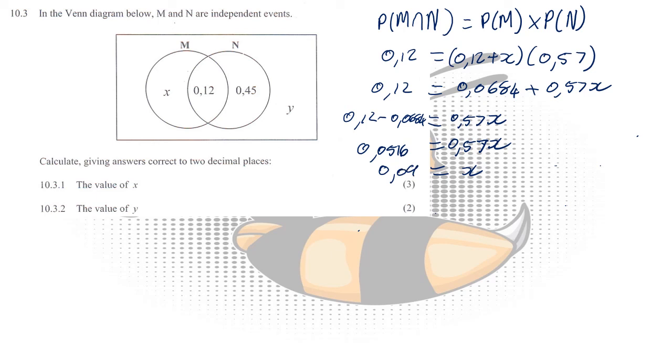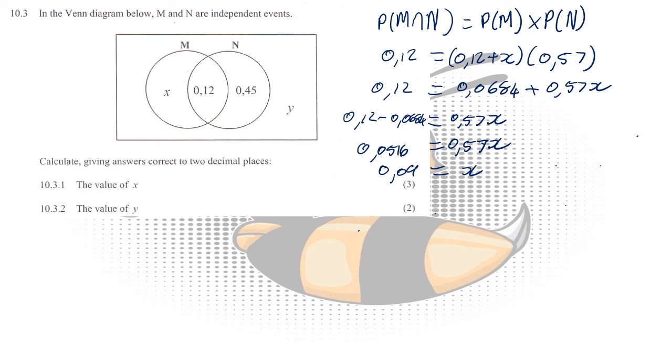0.09. So just as a reiteration, we know that because these events are independent, the probability of picking M and N should be equal to the probability of just picking M times the probability of just picking N. So then we can use this equation to solve for x. Now remember, I need to add the 0.12 and the x when I look at the probability of getting M, because this x value is included in the event of M, and the 0.12 is included in the event of N.